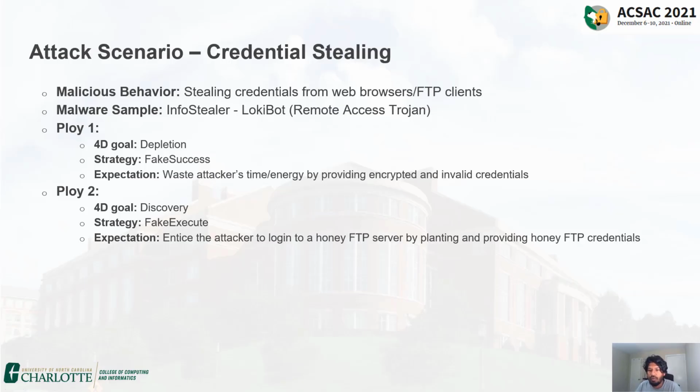In ploy 2, we feed honey credentials to entice the attacker to log into a honey FTP server or account, which reveals more information about the attacker such as geolocation, which we consider as discovery. The first ploy saves us the time and energy to set up the honey accounts and the honey FTP servers, but doesn't give us the option to discover the next step of the malware. The second ploy adds the cost of creating the honey account and honey FTP server, but gives us the option to discover the next step of the malware.